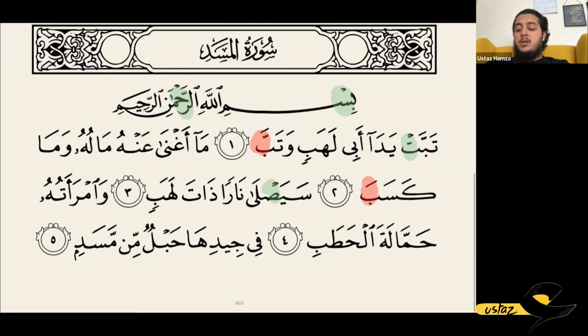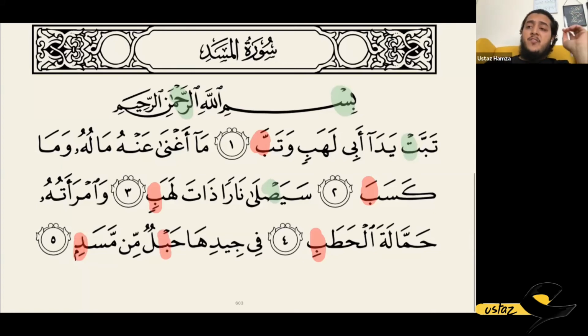سيصلى نارا ذات لهب. Right. Anything here? لهب. Ba. وامرأته حمالة الحطب. What are we bouncing here? في جيدها حبل من مسد. We are bouncing ba once again. حبل مسد. Ba and dal. Okay.